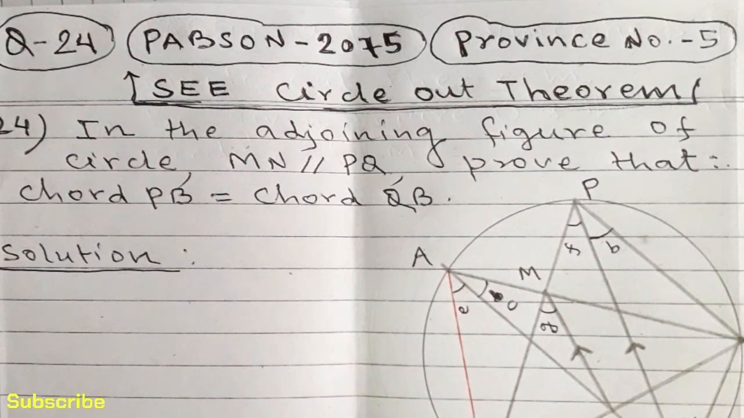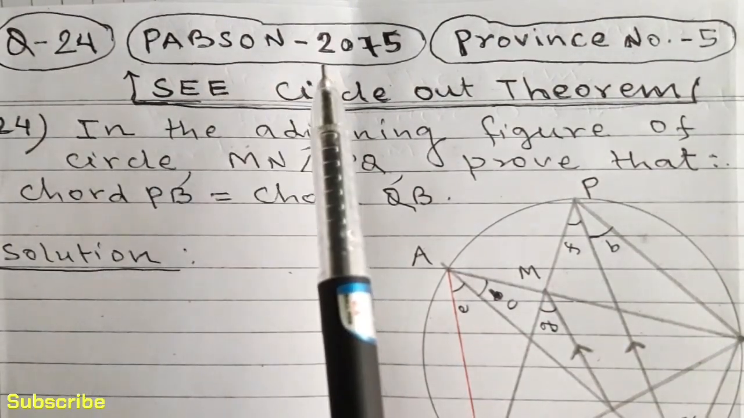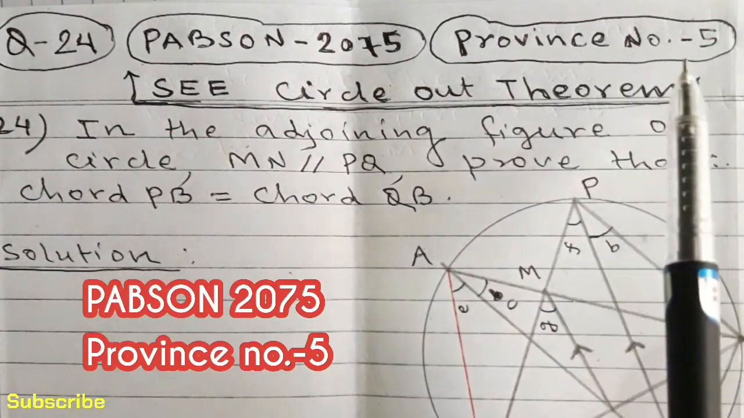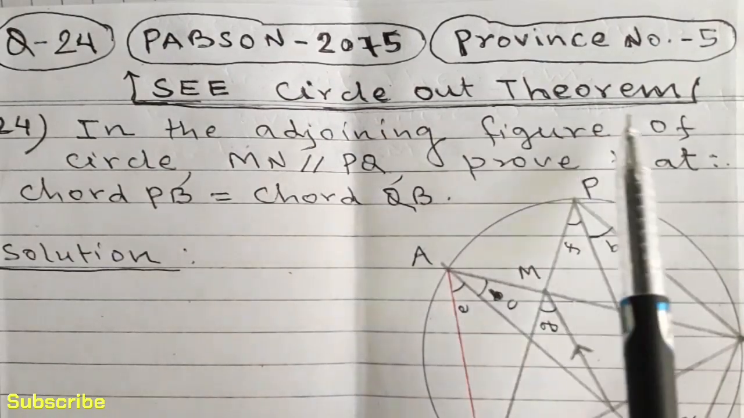Today in this video, we are going to discuss one of the most important questions, which was asked as question number 24 in the Secondary Examination Board exam in 2075 in Province Number 5. Dear students, this is a question from the Circle Theorem.